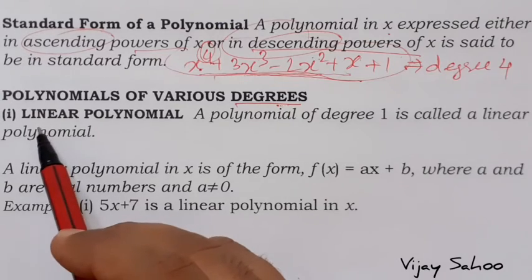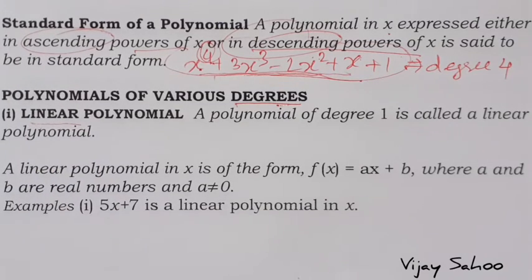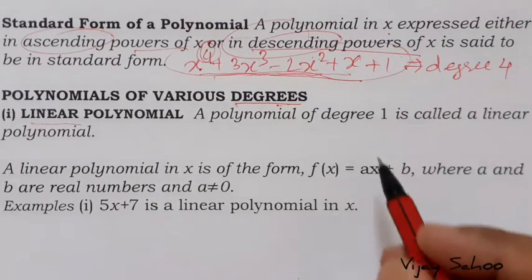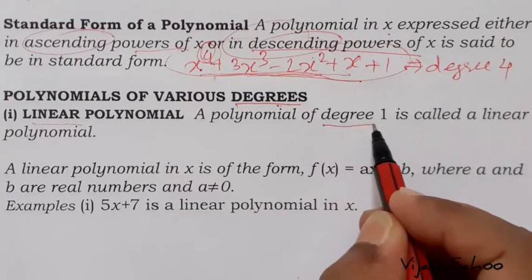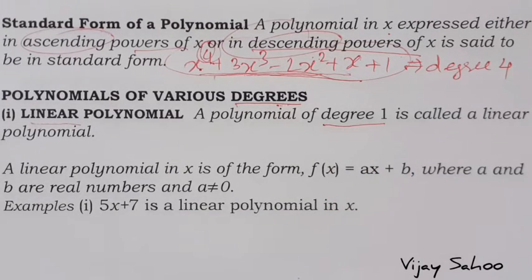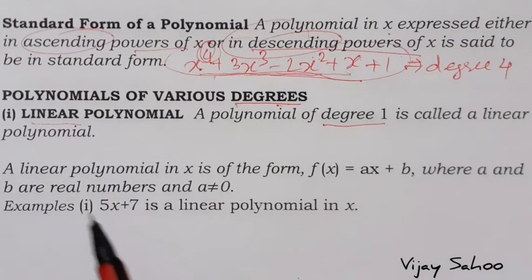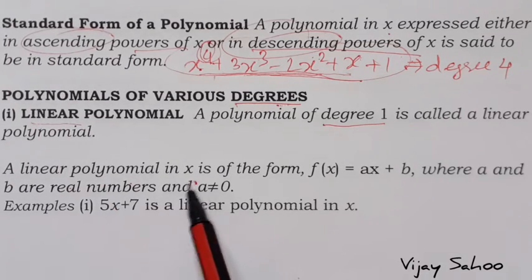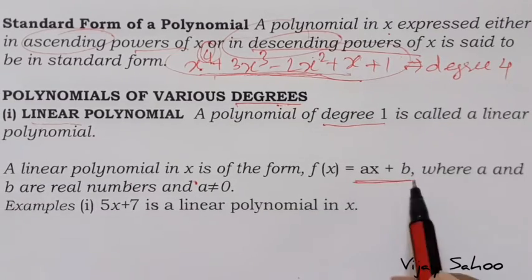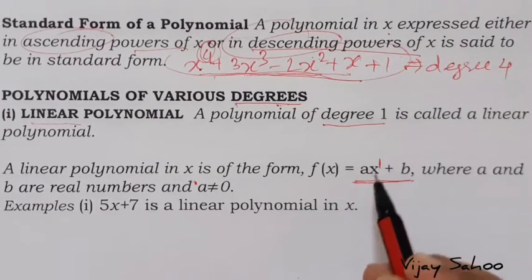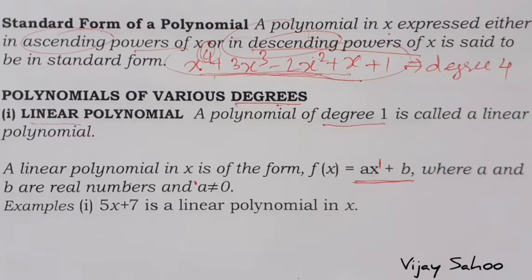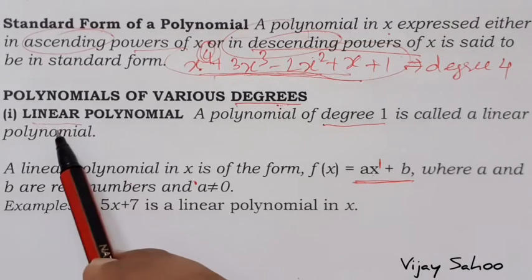Now the first polynomial is the linear polynomial. Linear polynomial means what? When the highest power is 1, or the degree of the equation is 1, then it is said to be a linear polynomial. A linear polynomial in x is of the form ax plus b. You can see that x has a highest power of 1, so the degree of the equation is 1. So we'll say that it is a linear polynomial.